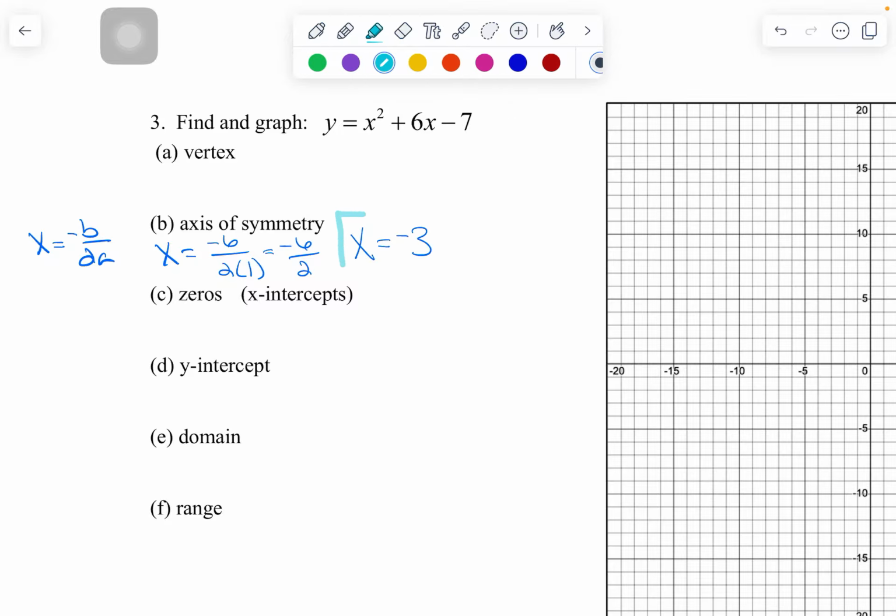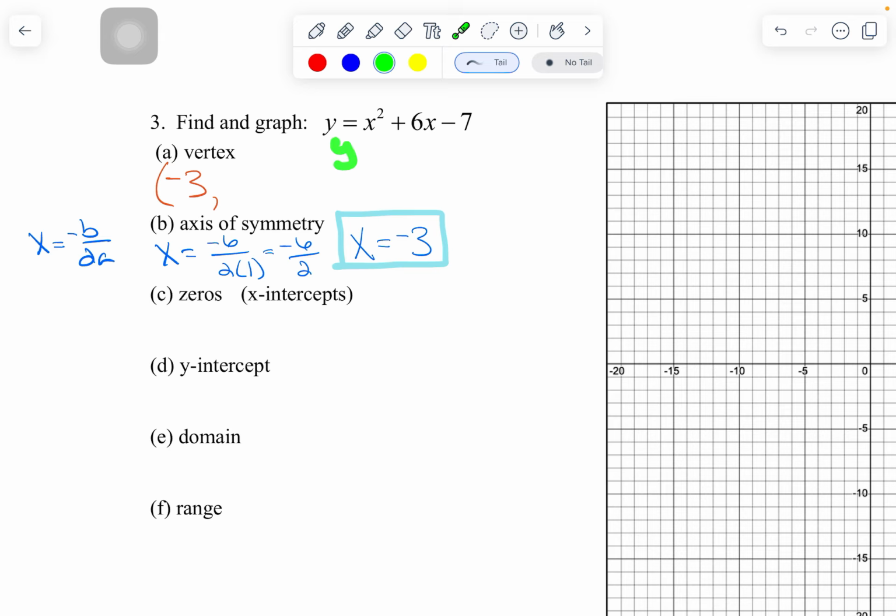So we've got the axis of symmetry, and that also means that we have the x value of the vertex, because for the graphs that we're doing, your vertex is going to lie on this axis of symmetry, and it's going to share the x value. Now, what y value does it have?